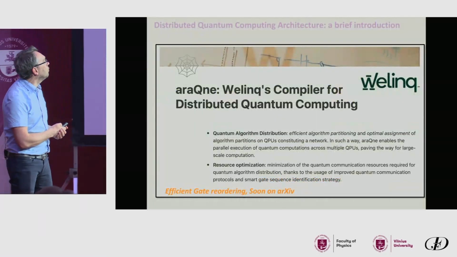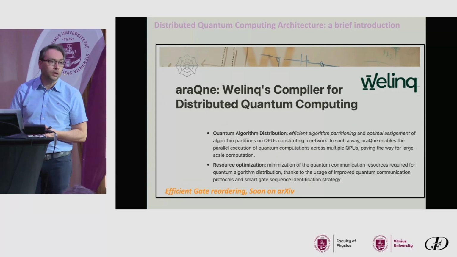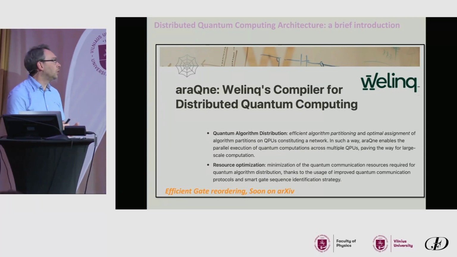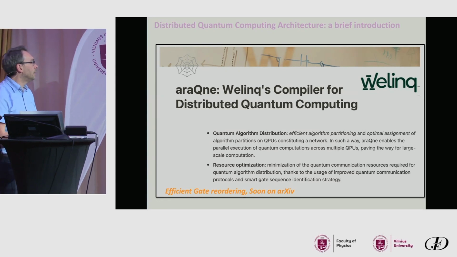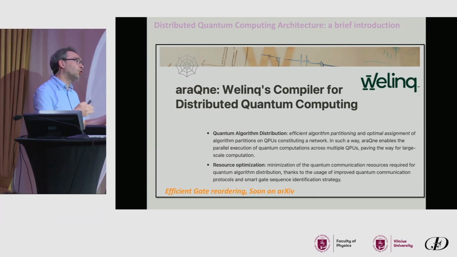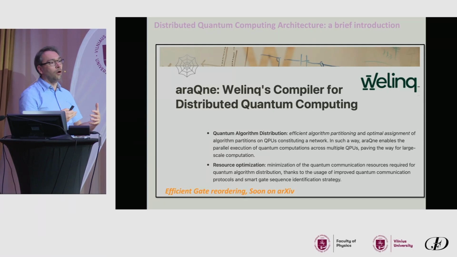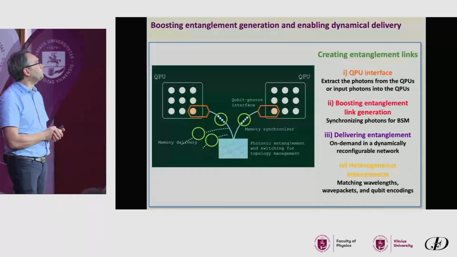So just as a side note, WeLink has actually developed a compiler for distributed quantum computing, which is an optimized version of how we can distribute this algorithm with resource optimization. There will be a paper on arXiv soon, next week, about efficient gate reordering and how we can decrease, sometimes by orders of magnitude, the number of Bell pairs you need to share between these QPUs.